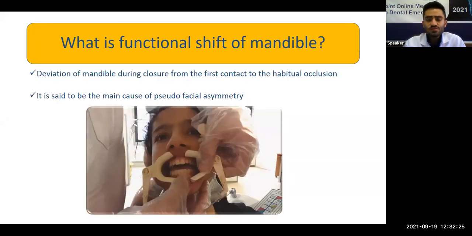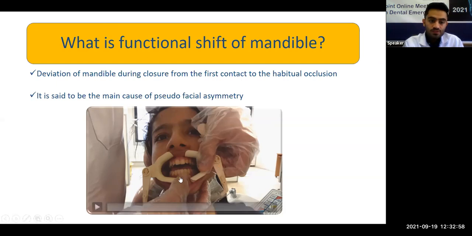At the first step, what is the functional shift of the mandible? It is the deviation of the mandible during closure from the first contact to the habitual occlusion. In other words, deviation from the centric relation to the centric occlusion. It means that while the patient closes his or her mouth, he deviates his mandible to one side, and this leads to midline discrepancies between the two jaws, and also a facial asymmetry, which is called pseudofacial asymmetry. It is believed to be the main cause of pseudofacial asymmetry.